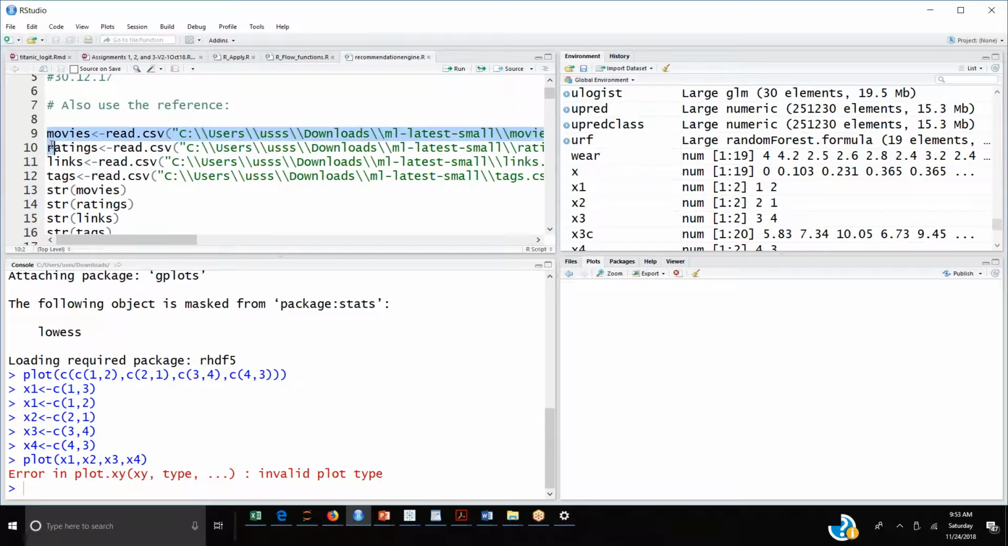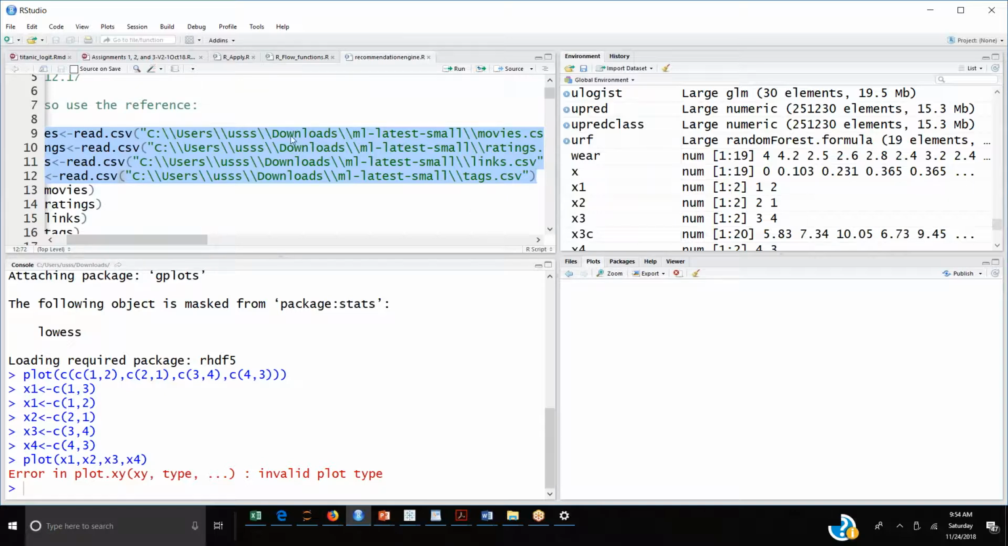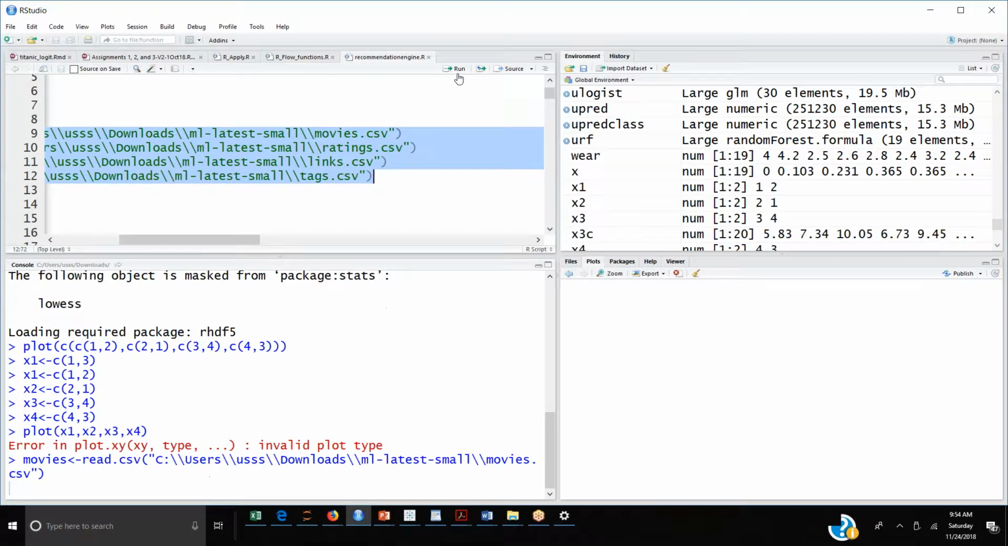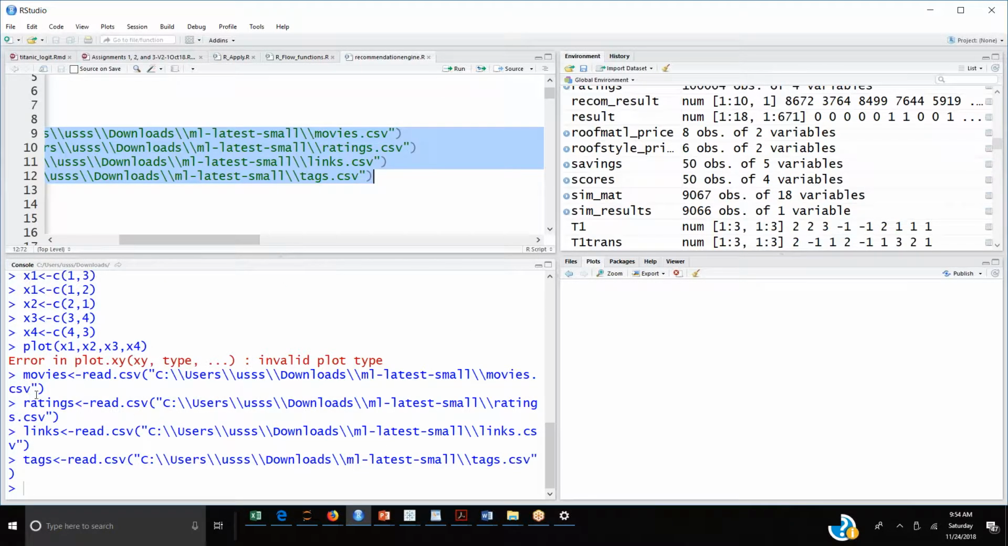So I'm going to read the movie data, rating data, links data, and tags data. Everybody understands? I have the downloaded latest small data set, movies.csv, and all the files in my system. I read. Let's do that. So run the current line or selection, Control Enter. Okay, so it has already read. I have no errors here.